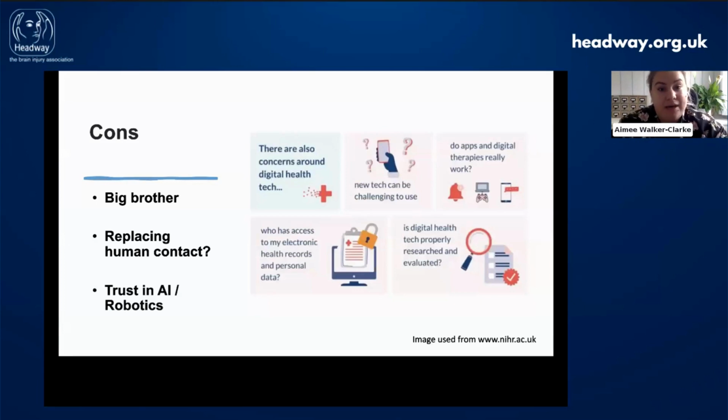Then we have concerns about privacy and information security. With the rise of electronic health records, it's obviously really helpful in terms of being able to pass patient information safely and securely. But equally, there's concerns around, well, who has access to that information? What are they using it for?